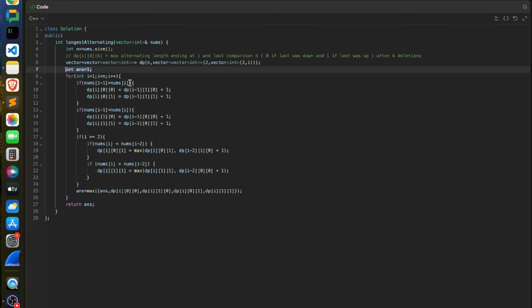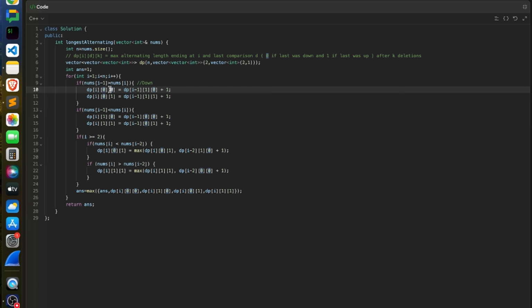Now consider a case when your current number is smaller than the previous number, right? So here the last comparison is down, because your current number is smaller than the previous number. In this case, if you don't want to delete any number, if your K is 0, the only possible last comparison is down, right? So that's why here the comparison is 0.